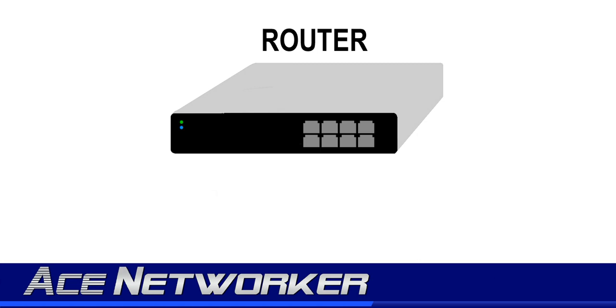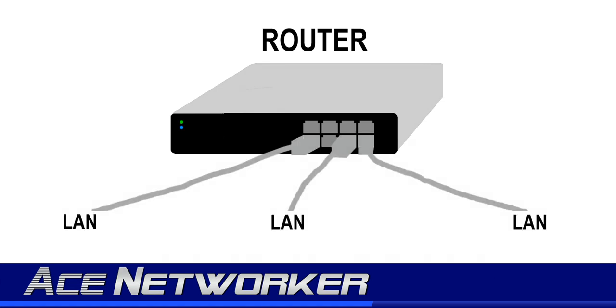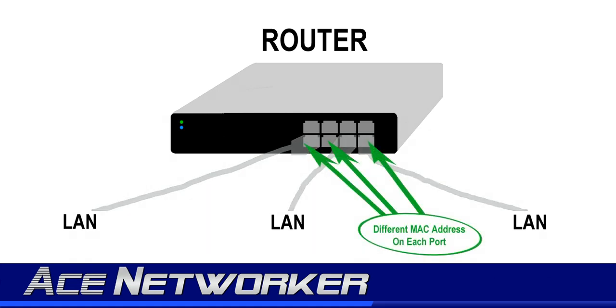A physical router, an actual physical mechanical piece of router equipment or hardware, will have multiple external physical ports on it for connectivity. Each of these ports is typically connected to a different LAN or local area network. And just like the physical NIC on a PC or laptop, each physical port has its own MAC address.